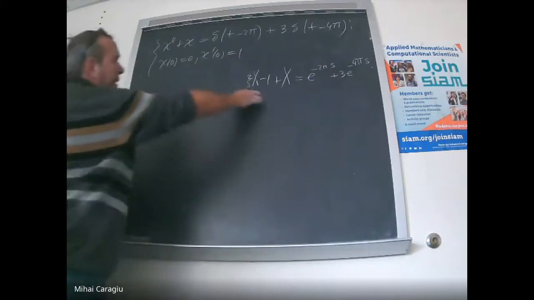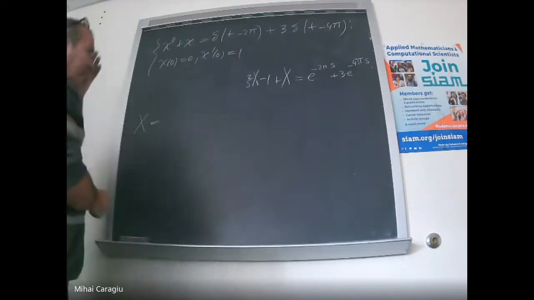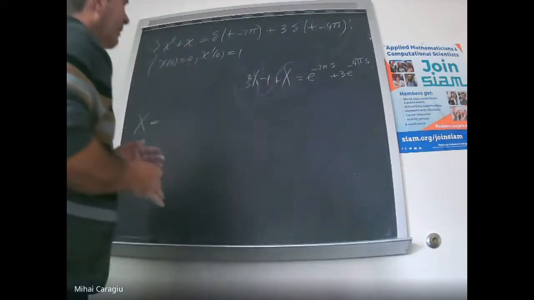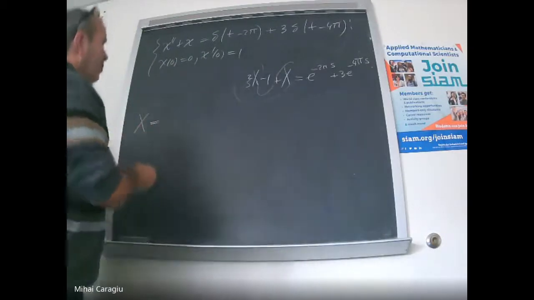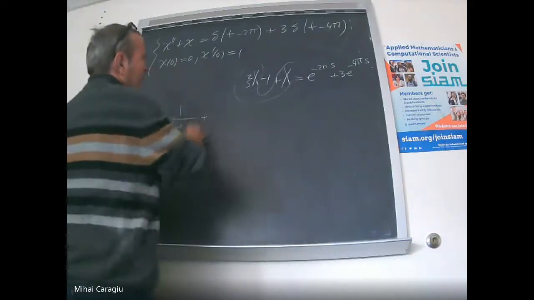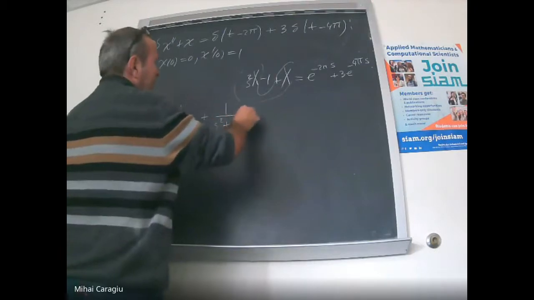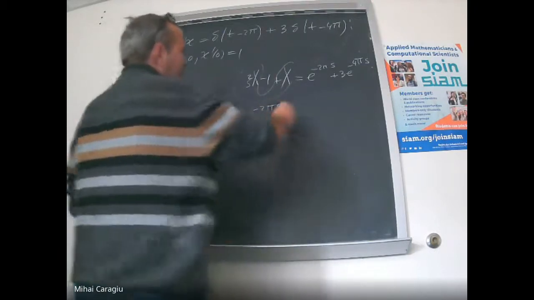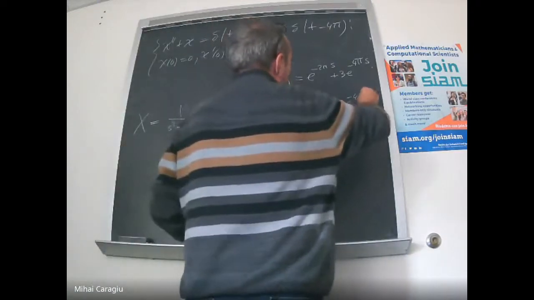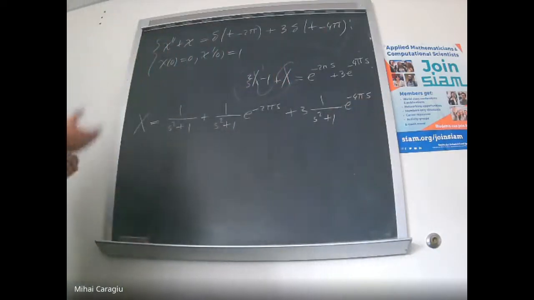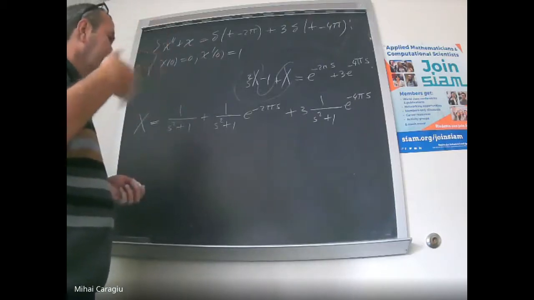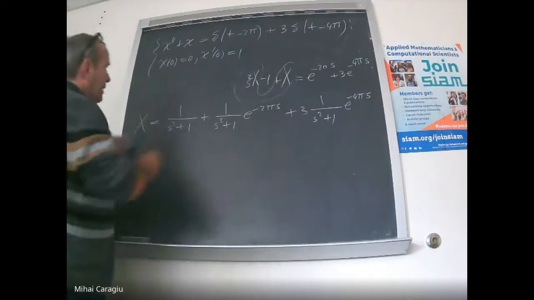Then, from this equation, we solve for X. Keep those to the left, move minus 1 from left to right, and then solve for X. So X will be 1 over s squared plus 1, plus 1 over s squared plus 1 e to the power minus 2 pi s, plus 3 times 1 over s squared plus 1 e to the power minus 4 pi s. So this will be the solution of the differential equation, but in an encrypted form, in that it's in the s space. So let's find small x of t.